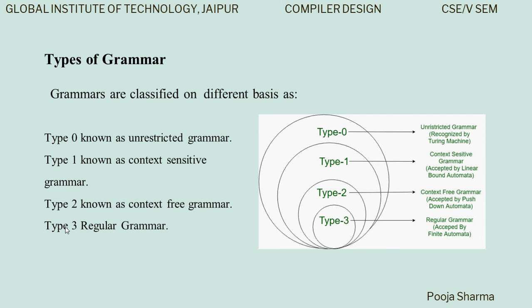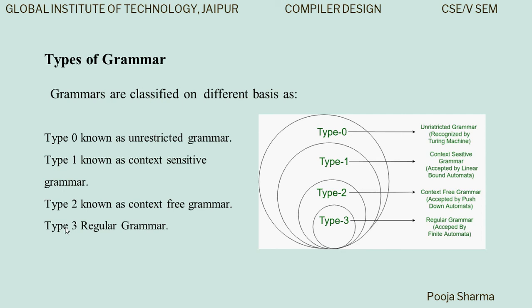Then type 1 is known as context sensitive grammar. We will take some examples later, which will show that it can be more powerful than context free grammar. And the type 0 grammars are known as unrestricted grammar.